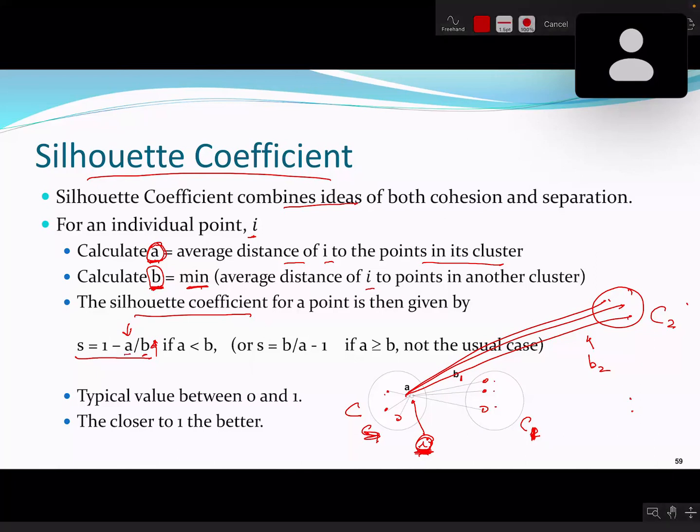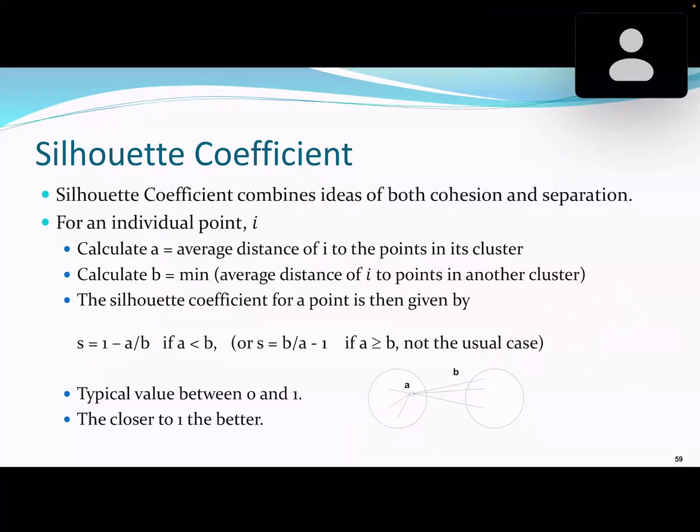And if we have small A and large B, this ratio will be small, and 1 minus this ratio will be closer to 1. So a silhouette coefficient closer to 1 would be an indication of good clustering, right? So what we can do here is calculate the silhouette coefficient for every single data point in the data set, and we take an average. That would be the average silhouette coefficient, and that would be an indication of how good the clustering result is.